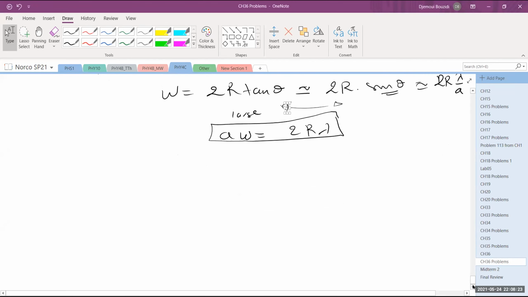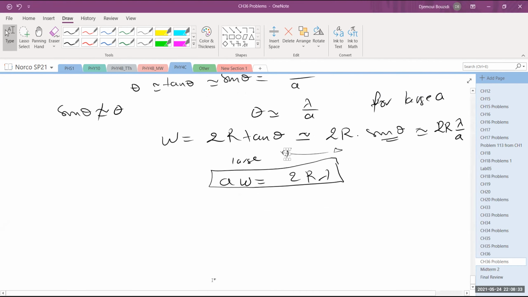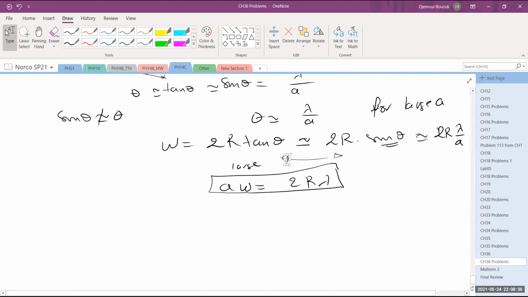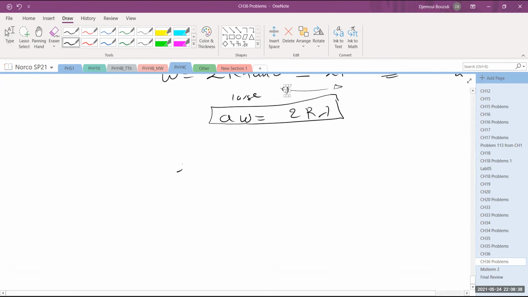So we have that. Question B: use your graph in part A to calculate the value of lambda from the laser beam. We have found that 2R lambda is equal to AW, and AW, if you remember, is 1.56 micrometer meter. Those are the units we used.